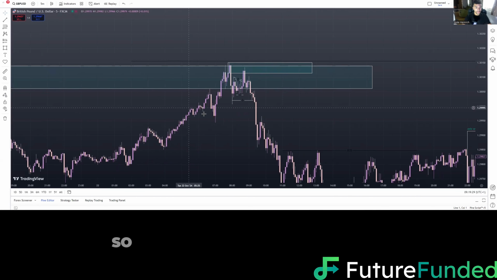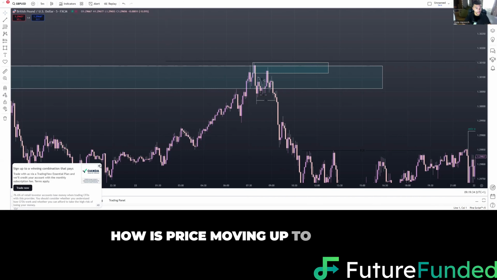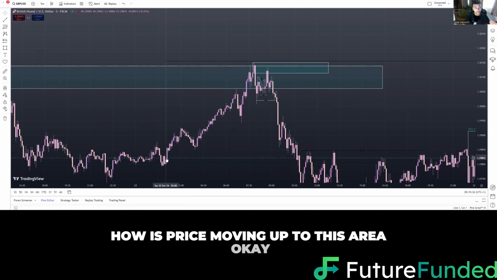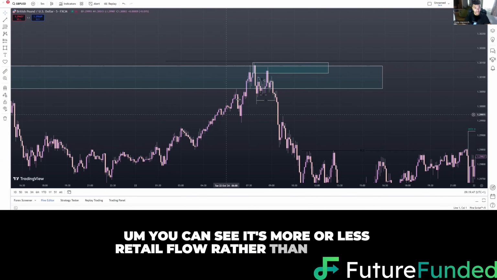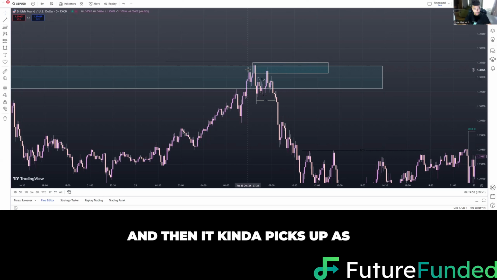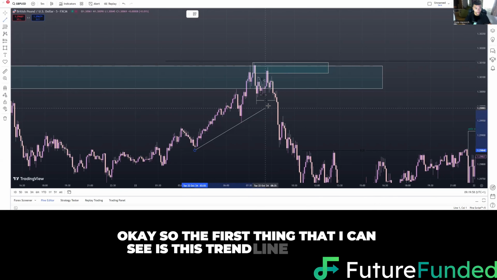The first thing I'm looking for is how price is moving up to this area. Are we moving up slowly? Are we pumping up? What's the situation? Well, we are moving up slowly. You can see for yourself the candles are relatively small. It's more or less retail flow, and then it picks up as it pumps into the area. It's around 6:55, so that's pre-London open.